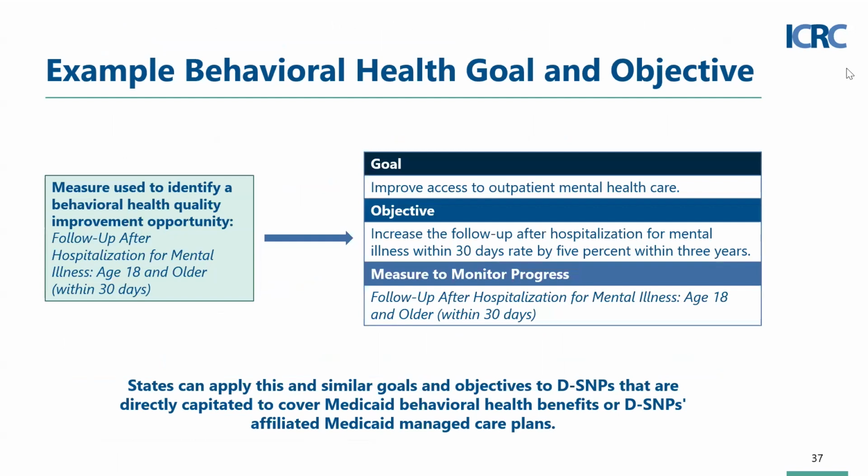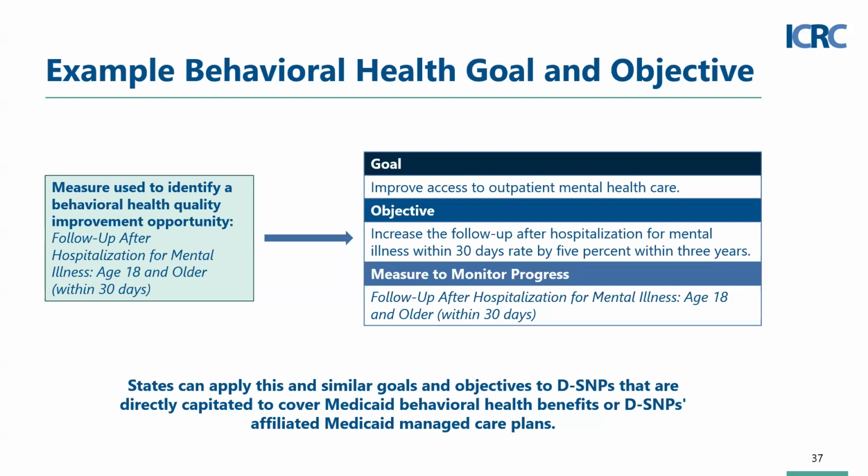This slide contains an example behavioral health goal and objective. After identifying a quality improvement opportunity using the follow-up after hospitalization for mental illness measure, the state could set a goal to improve access to outpatient mental health care with an objective to increase the rate of follow-up after hospitalization by 5% within 3 years. As with the LTSS goals and objectives that Malia described, states can apply this and similar goals and objectives to D-SNPs that are directly capitated to cover Medicaid behavioral health benefits or to D-SNPs' affiliated Medicaid managed care plans.